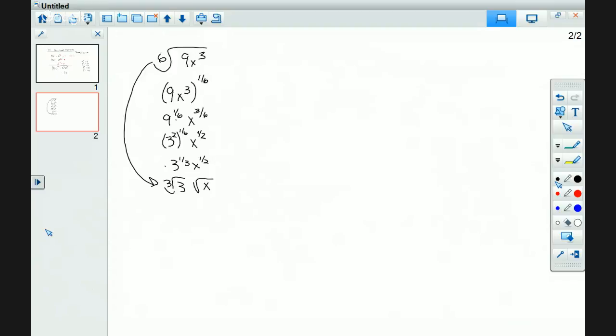Just a quick note. Wait, why did you get 3/6 on that? 3 times 1/6. Okay. Because you multiply the exponents there.